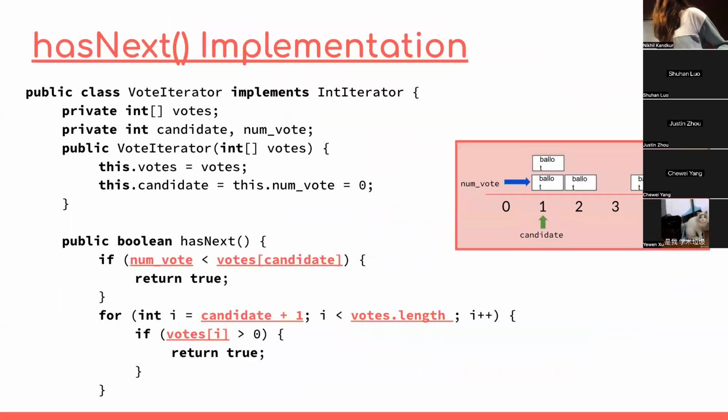There's a chat question. Does the has next method need a return false statement? The vote one does not. Oh, that's a good point. I think, yeah, you should.